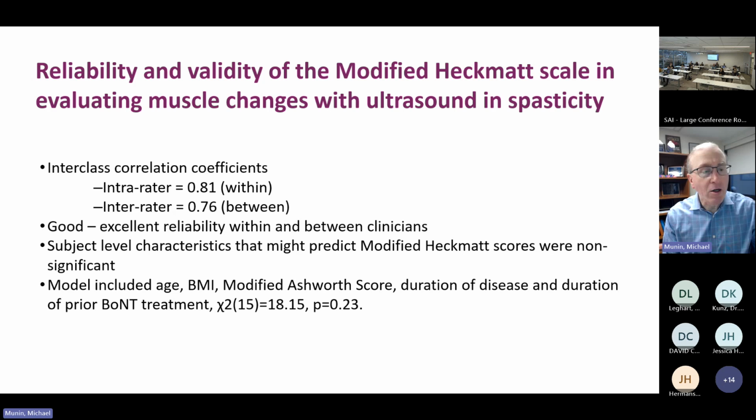So our data really showed pretty good intra-rater and inter-rater reliability, and this was good to excellent within and between clinicians.